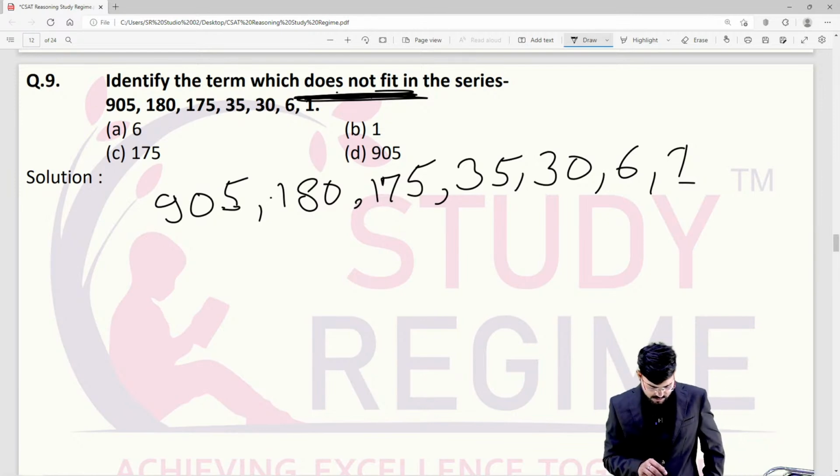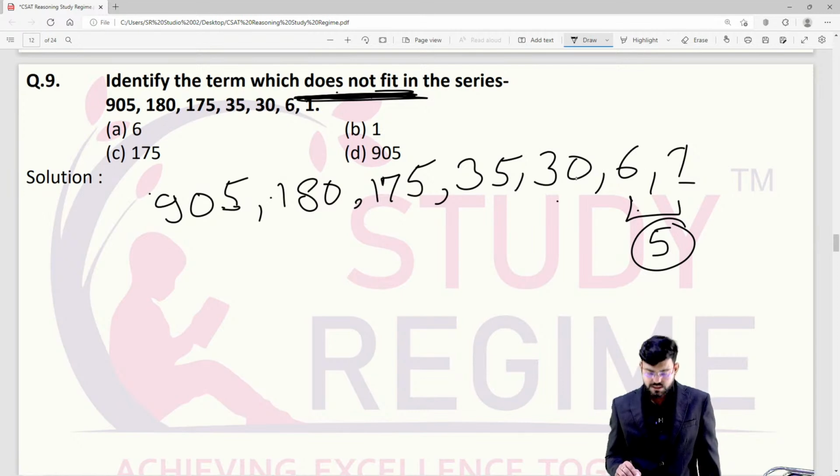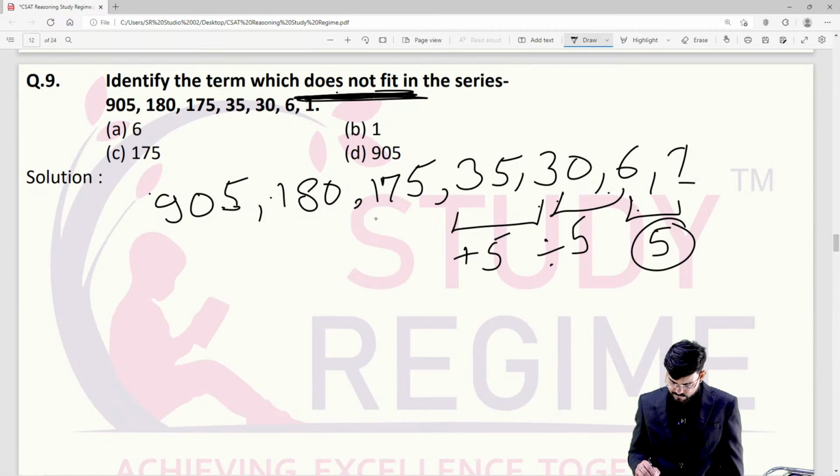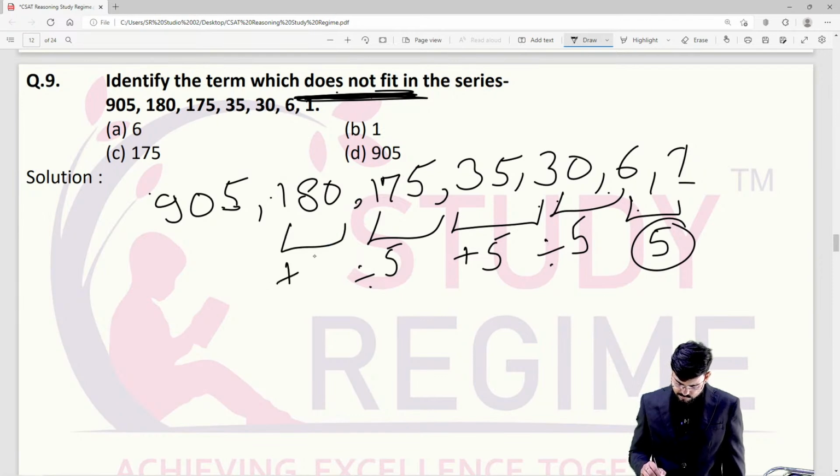Okay. So, this is a very big number, so I will start from here. I will find the difference. First, the difference is 5. Now, how will I get 30? We divide it by 5. Then again you add 5. Then again, if you divide it, you will get 5. Clear? Again you add 5. But if you divide it, you will not get 5 right now.